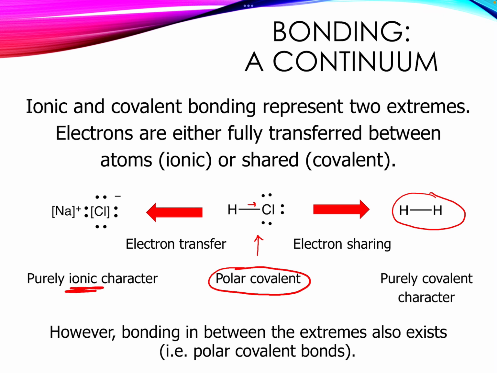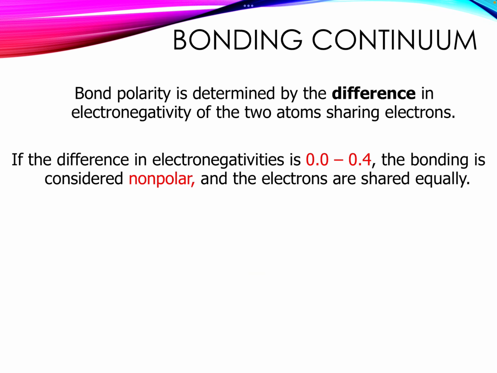If we had ionic, they're transferred. If we had purely covalent, they're completely shared. But if they're different atoms, then they are likely going to be polar covalent, which means they are not sharing them equally. Okay? So our bond polarity is going to be determined by the difference in the electronegativity of the two atoms that are sharing electrons.